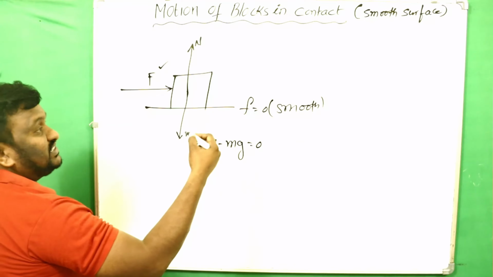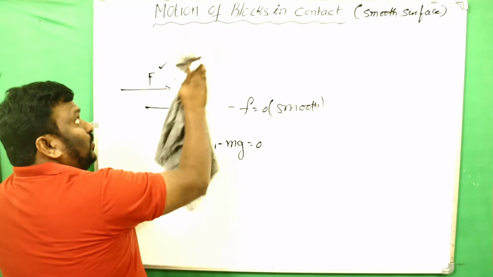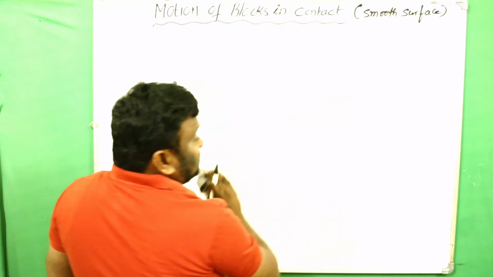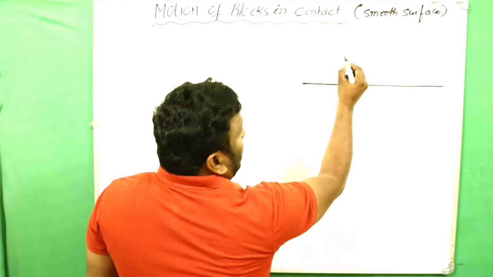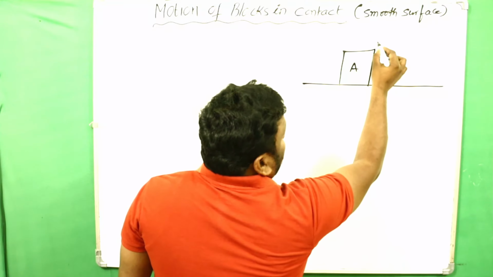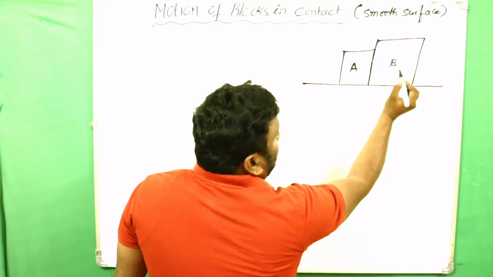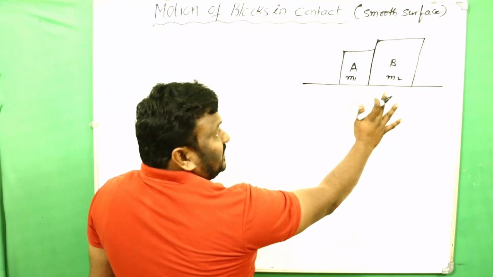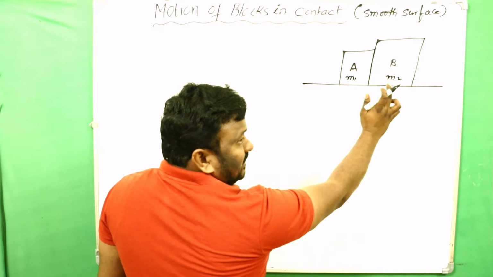For a single body on a smooth surface, friction is 0. Now let us see how we derive the equations when we keep two or more objects in contact on the same surface. Look here, this is the horizontal surface. On that we have the first block, A, and the second block kept in contact like this, body B. Its mass is m1 and the second's mass is m2. Two blocks are kept in contact, A has mass m1 and B has mass m2.